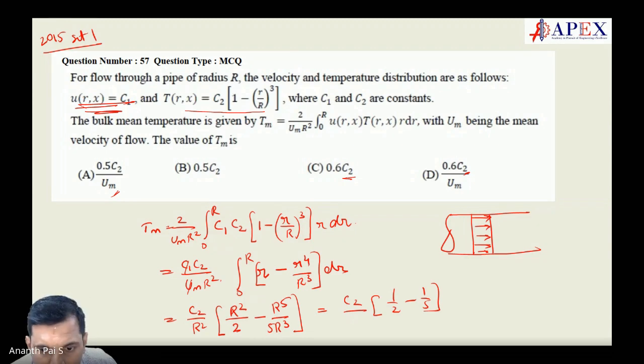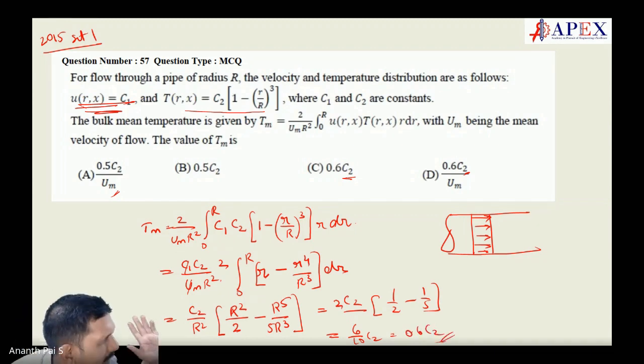What is 1 by 2 minus 1 by 5? 3 by 5. Oh, it is 3 by 10, is it? Outside 2 is there. Where is 2? Here it is 2. So it's 3 by 5, so 6 by 10. So you will get 6 by 10 C2, which is equal to 0.6 C2. Makes sense. Very, very simple. Should not get intimidated. That's easy.